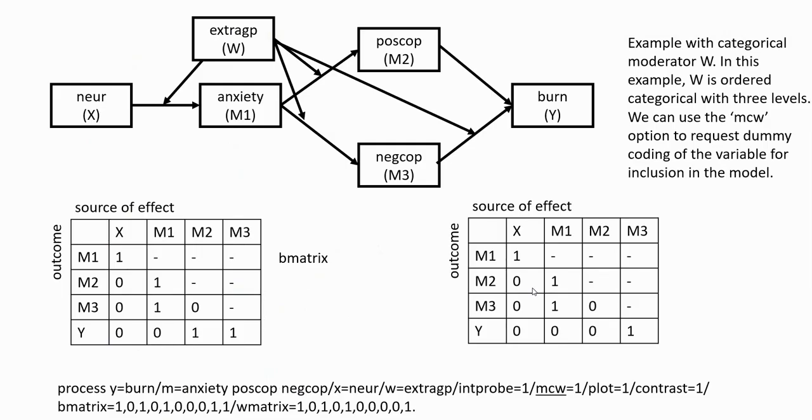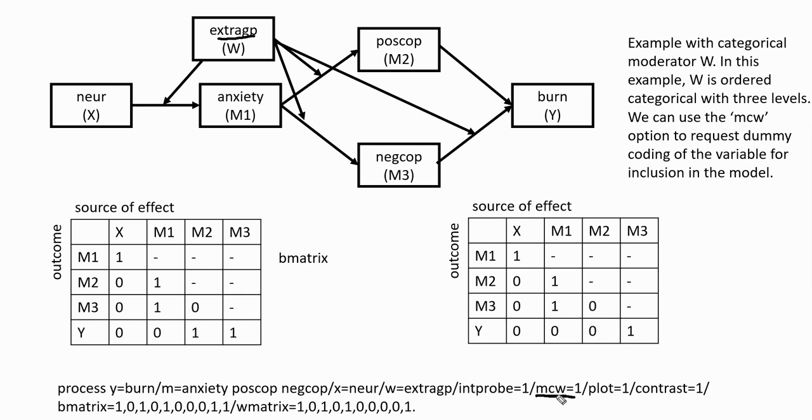Okay, so one final twist that I wanted to show you is a situation where perhaps you want to incorporate a categorical moderator variable. So in this case, I'm taking that ordered categorical variable extra GP right there. Basically, it has 3 levels, and I'm going to be incorporating this variable into our model. So the syntax is all exactly the same, except now we're going to add in this MCW option.